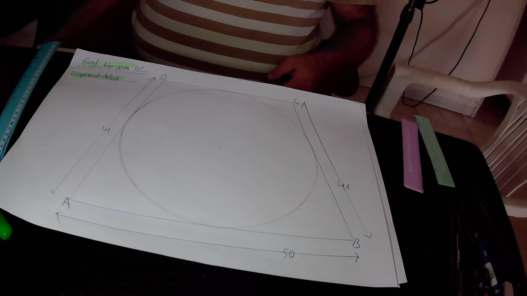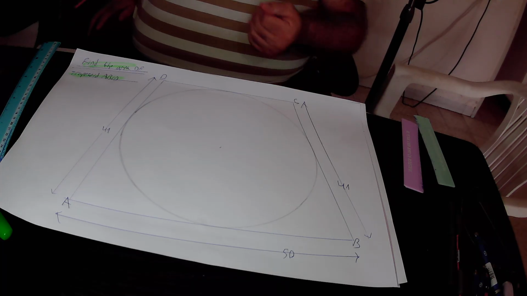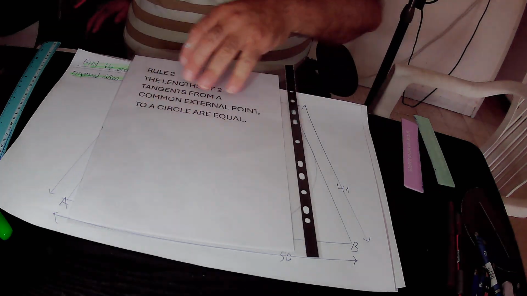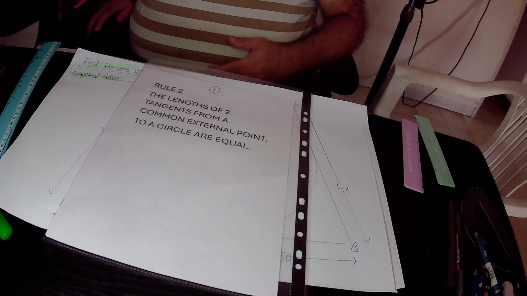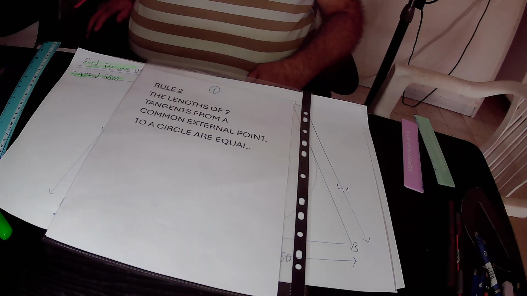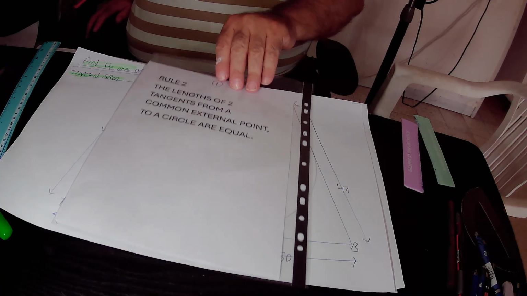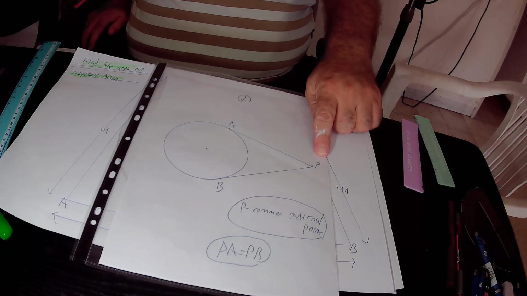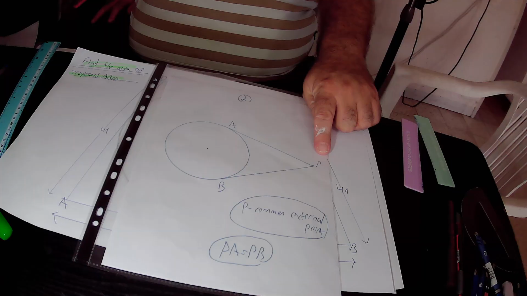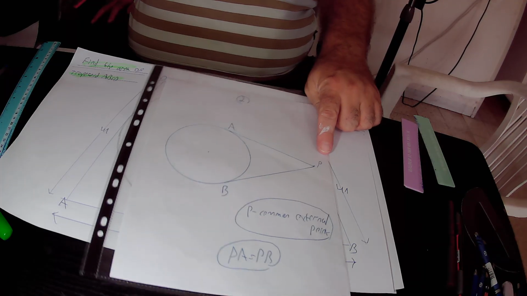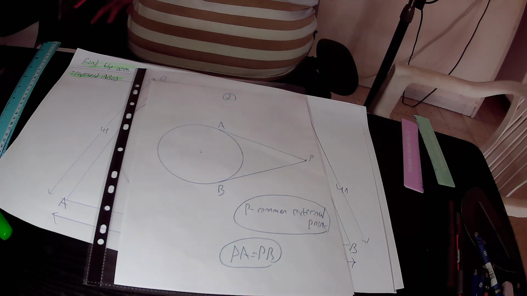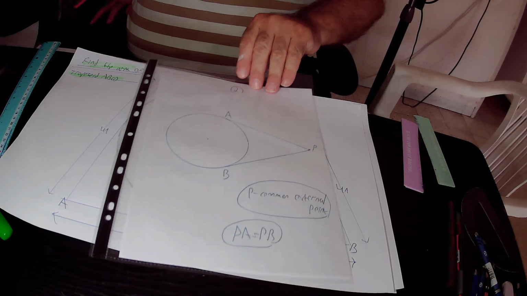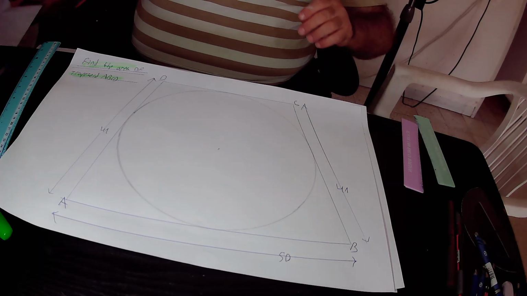So first of all, we'll implement rule 2 in our drawing. I'll repeat quickly on rule 2. According to rule 2, the lengths of two tangents from a common external point to a circle are equal. In the drawing, we have a circle. This is the common external point, point P. From this point P, we have two tangents to this circle, tangent PA and tangent PB, and according to rule 2, they are equal to each other. That is to say, PA equals PB. So we can implement rule 2 in our drawing.